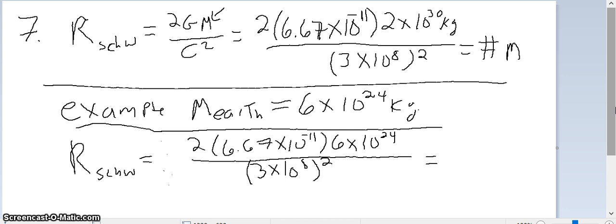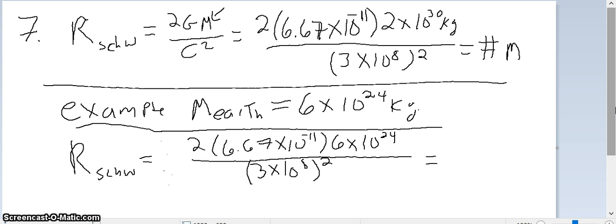And then, to calculate the Schwarzschild radius, it is 2 times big G, 6.67 times 10 to the minus 11th, times the mass of the Earth, 6 times 10 to the 24th, divided by the speed of light, 3 times 10 to the 8th. But you've got to square that. That goes in the denominator.